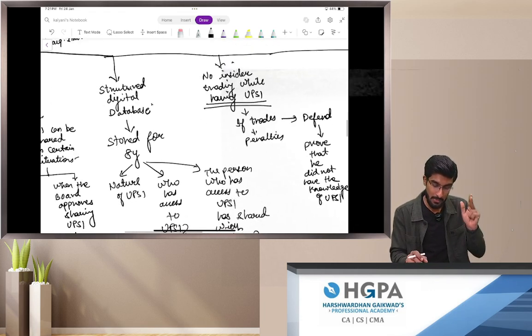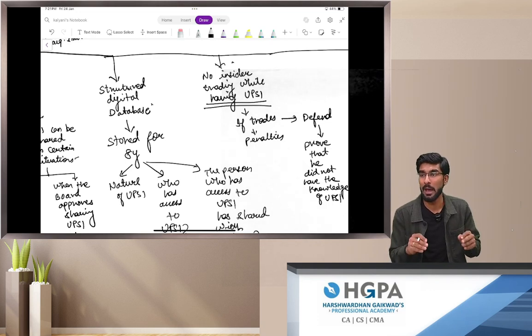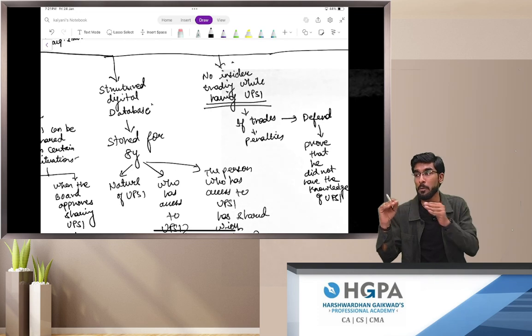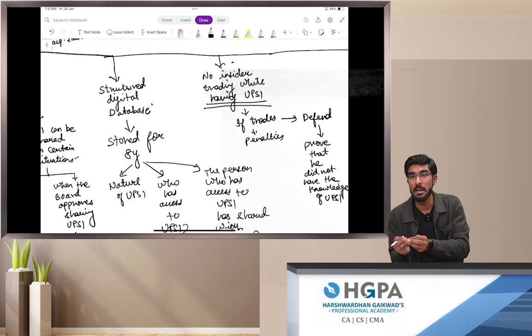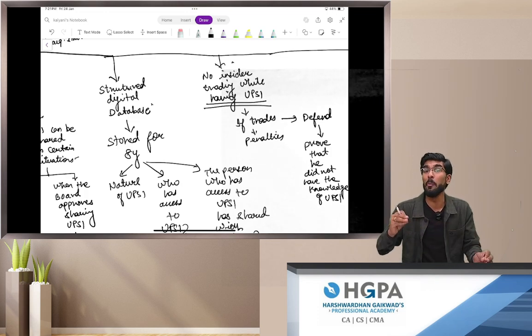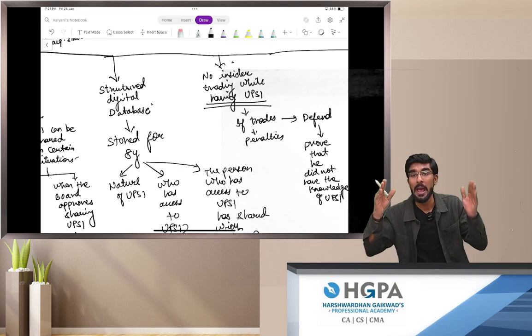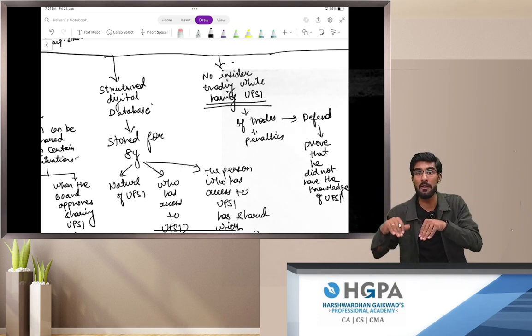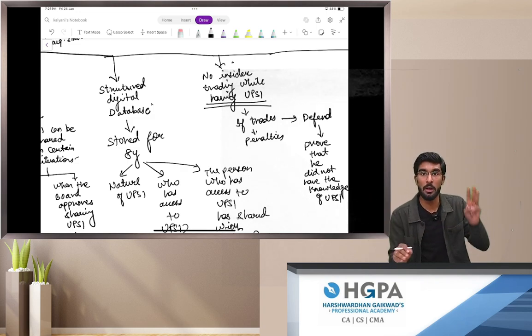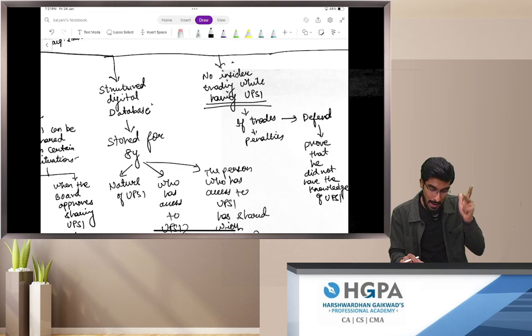Number three is a structured digital database where every single thing related to UPSI is recorded: the nature of UPSI, who has access to UPSI, and that person has given access to UPSI to which person. Every single thing is recorded for how many years? For 8 years. If it is under investigation, then more than 8 years. Three things: burden of proof, no trading in securities while having UPSI, and next is the structured digital database.